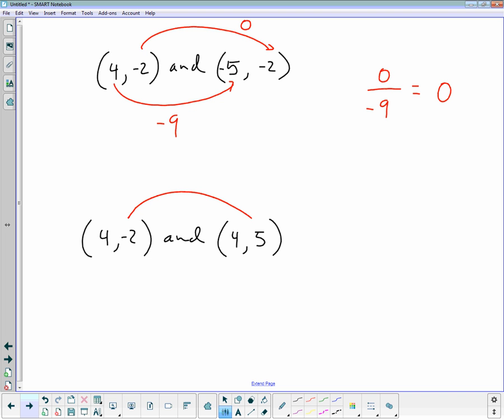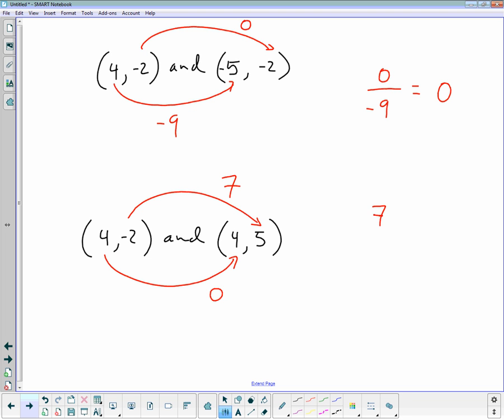So we went from negative 2 up to 5. How far did you go? You went up 7. Okay, here we go again. We started at 4, ended at 4. How many steps did you take? 0.